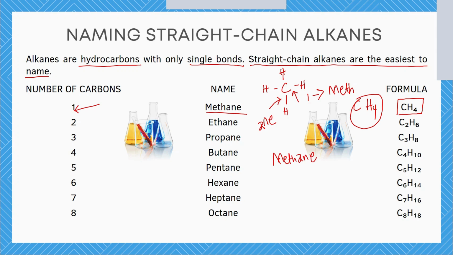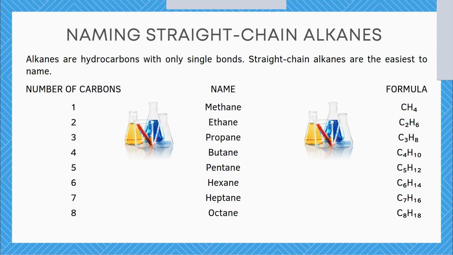All right, let's proceed ahead. When we have two carbon atoms, we call it ethane, because two carbon atoms are identified by the prefix ETH. ETH identifies two carbon atoms, and the suffix ANE shows that it's an alkane. When you add the two of them together, what you arrive at is ethane, and its molecular formula is C2H6.